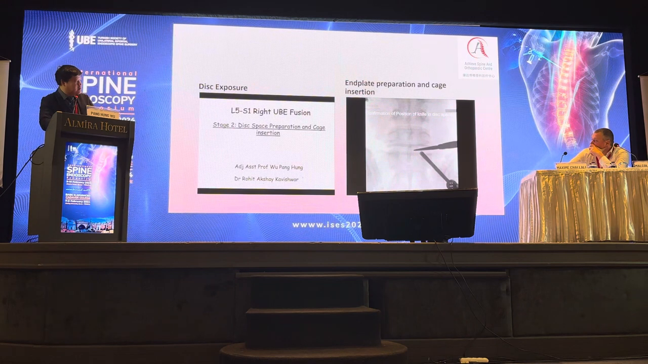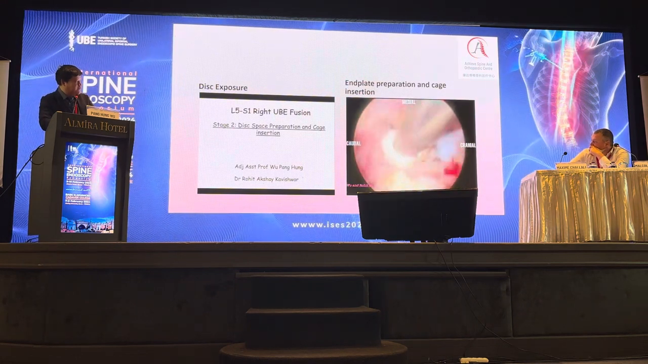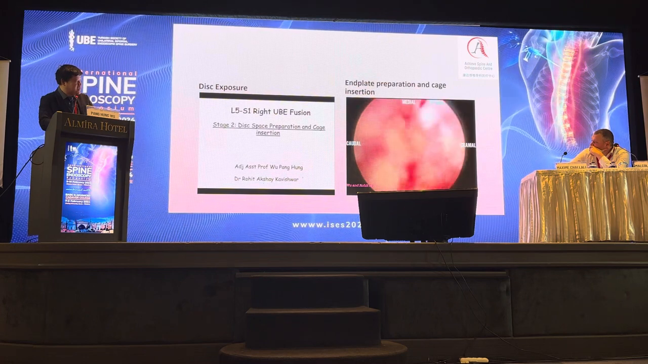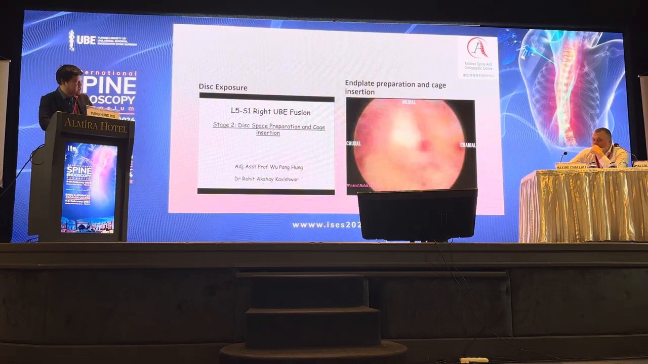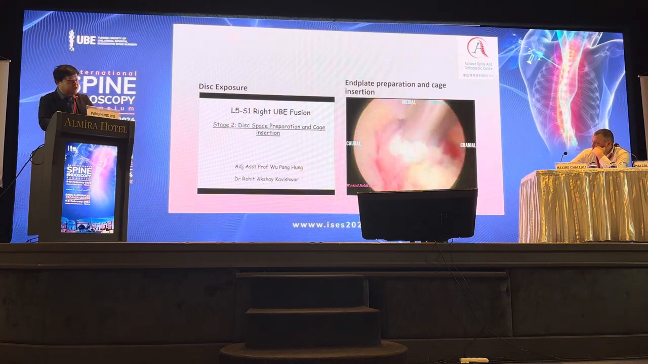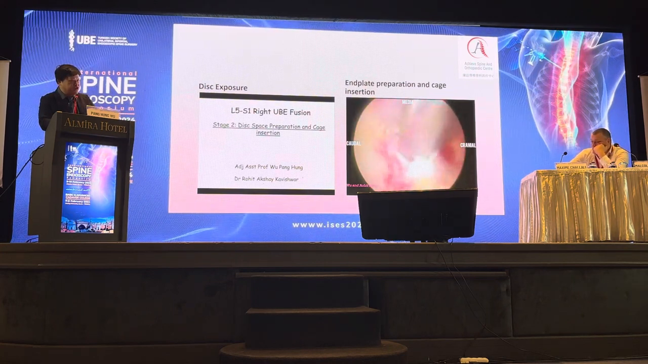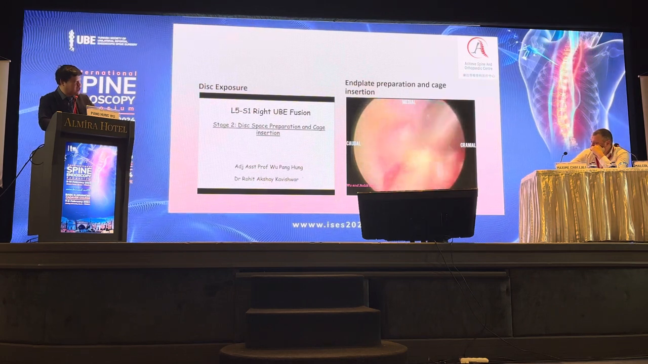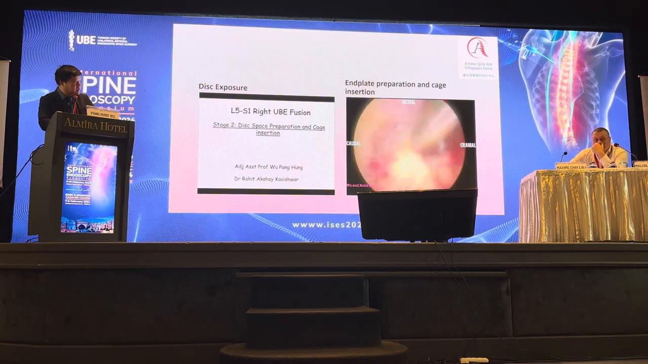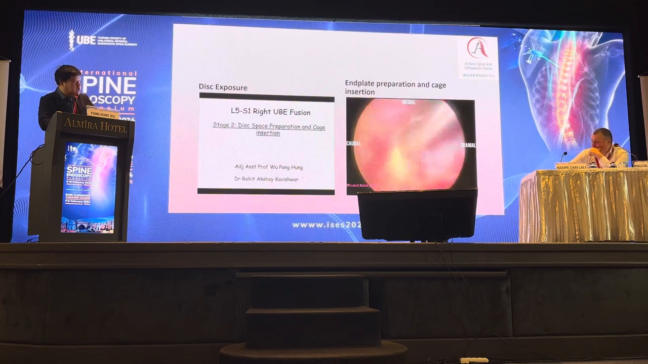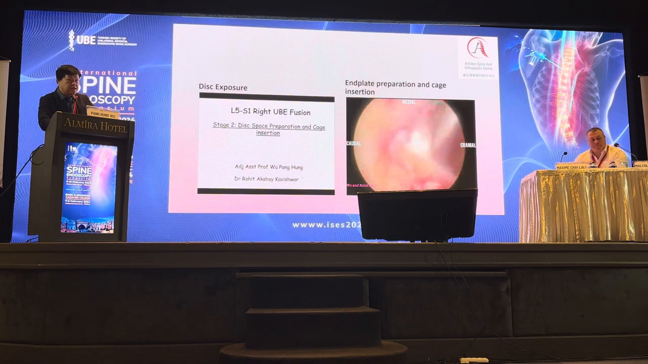So we can use what we call the Indian knife, which is quite sharply blunt, to dissect the disc safely. There will be paradiscal vessels that will impede your vision, so do clear them before you perform your discectomy with your shavers, dilators, curettes, and subsequently the last part using the pen fill to really clear the end plate for fusion.